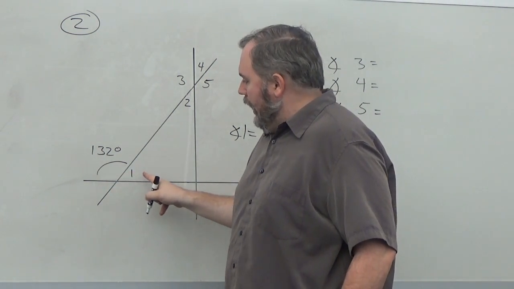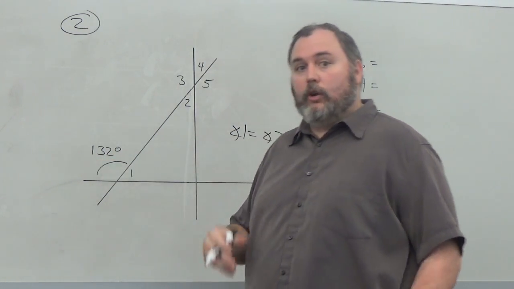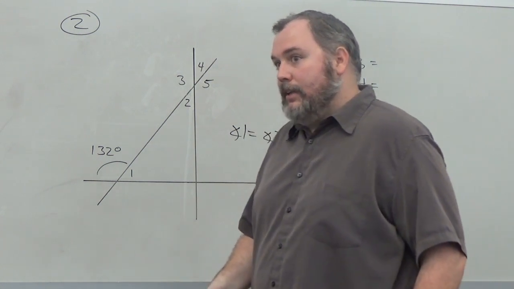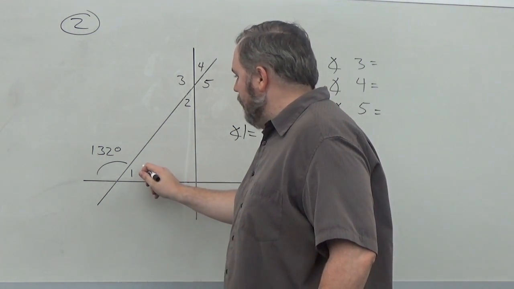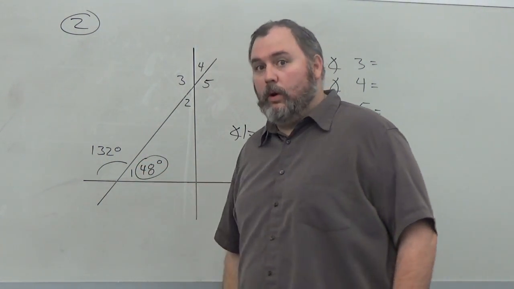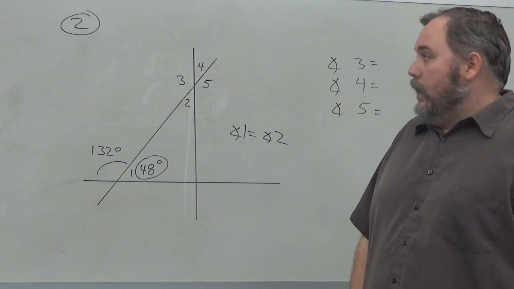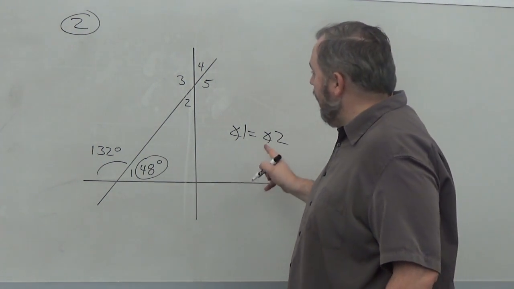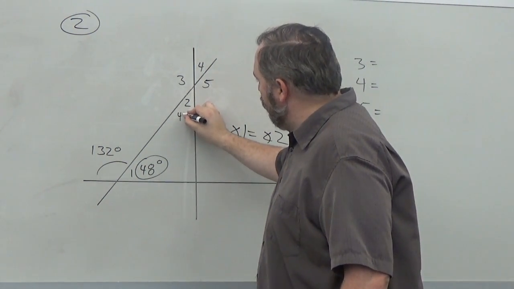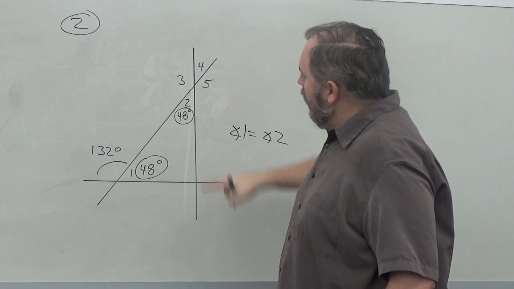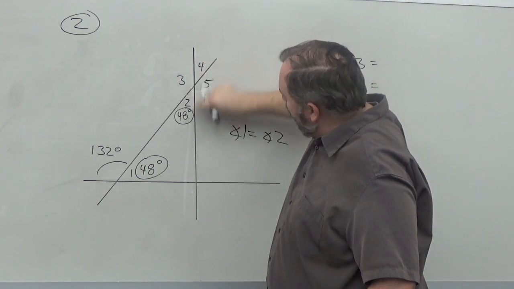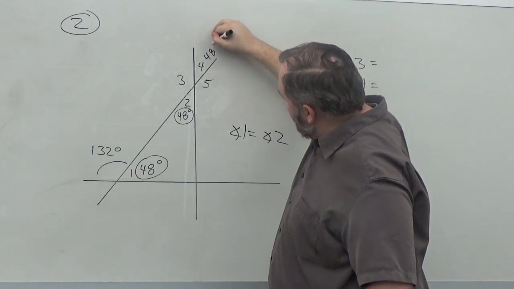Well, look at this. Angle 1 and the 132 degrees are supplementary angles. So I can subtract. 180 minus 132 is going to give me 48 degrees. All right, so we know angle 1 is 48 degrees. Well, if that's the case, that means angle 2 is 48 degrees because that's what I've told you. So that's 48 degrees as well. Well, what's this look like? Hey, 2 and 4, these two are vertical angles. Hey, that must be 48 degrees.